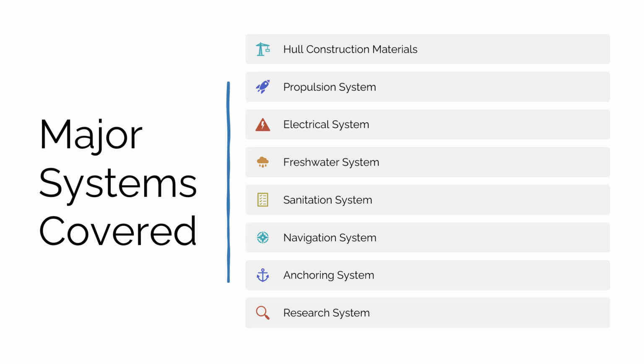The major systems we covered in the previous presentation will also be here: the hull construction materials, the propulsion system, electrical system, freshwater system, sanitation system, navigation system, anchoring system, and the research system.